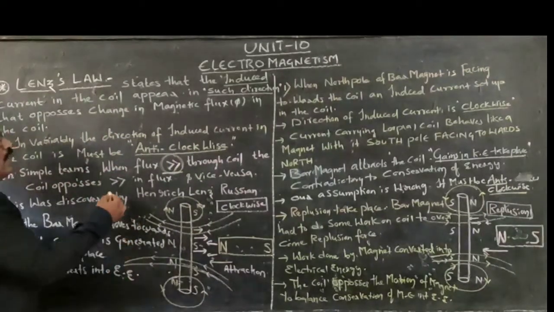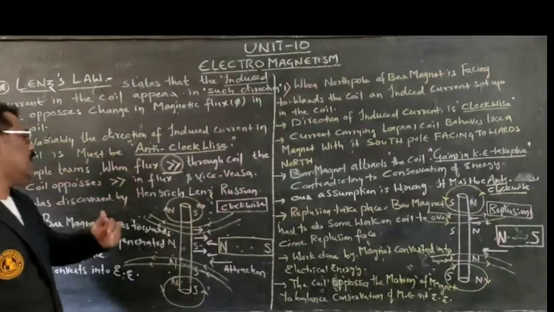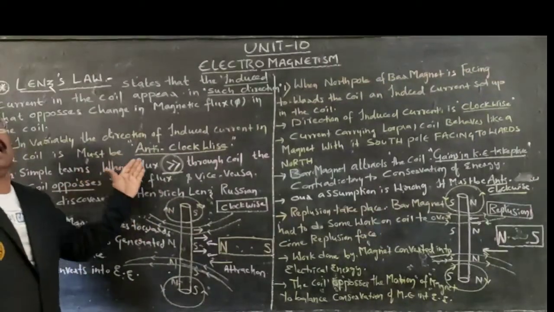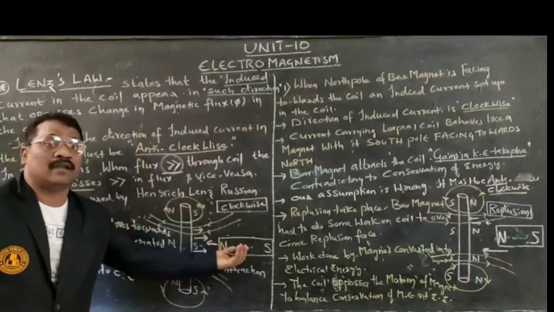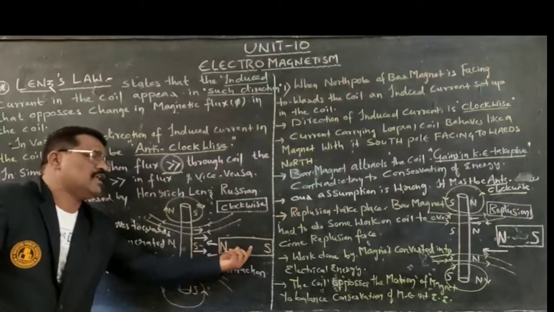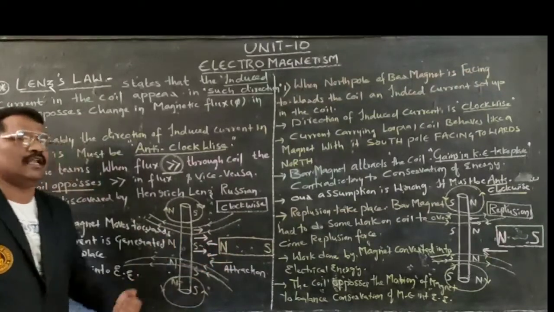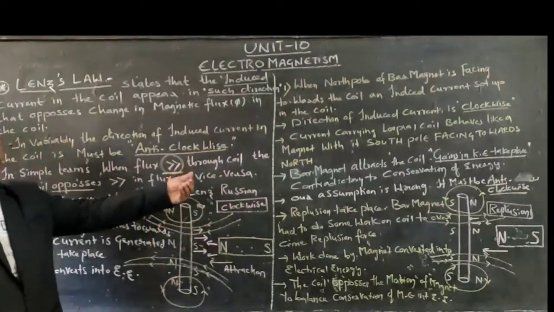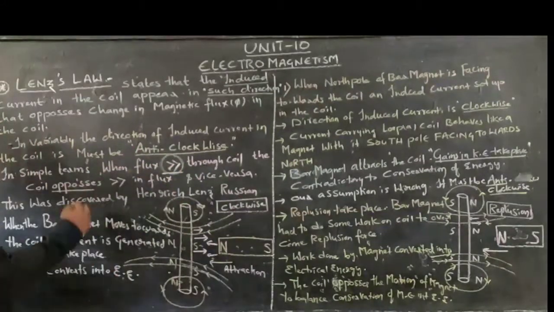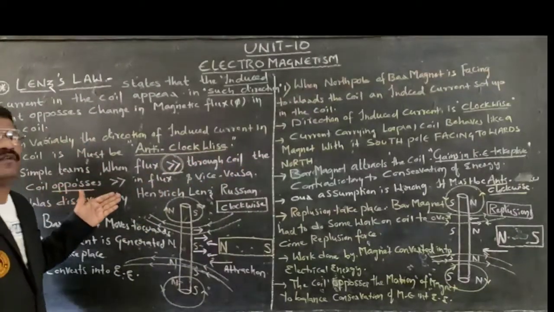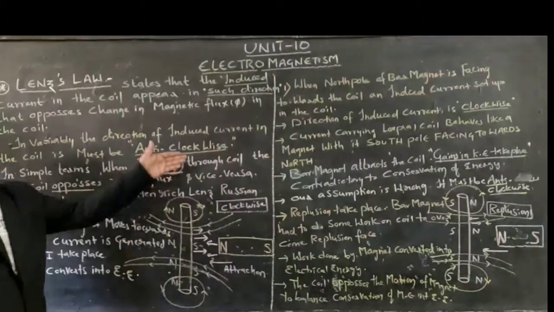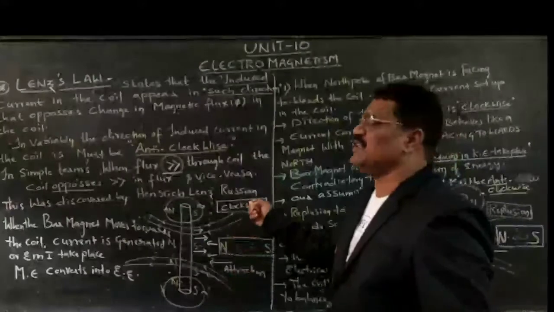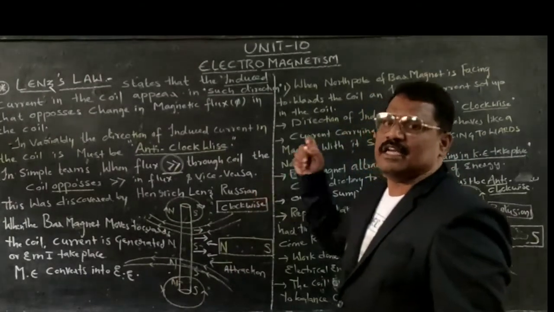In simple terms, when flux is increasing through the coil, there will be an opposing effect to the increase of flux as the flux increases gradually on the coil. As we move the bar magnet towards the coil, there will be a change in magnetic flux. If that flux on the coil gradually increases, the coil also opposes that increase in flux, with a vice versa effect. This phenomenon was explained by Heinrich Lenz, a Russian physicist.